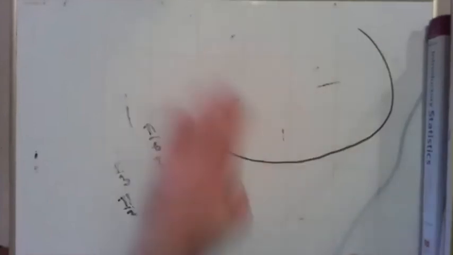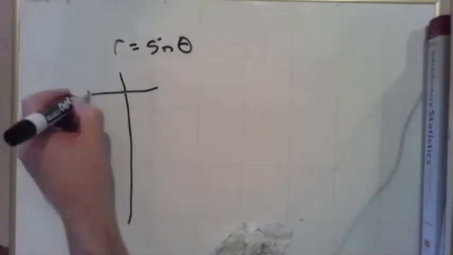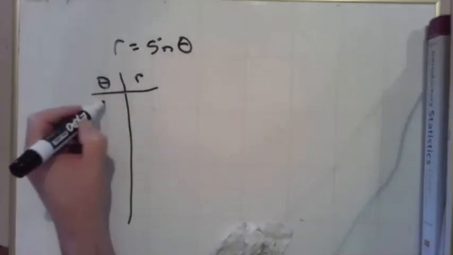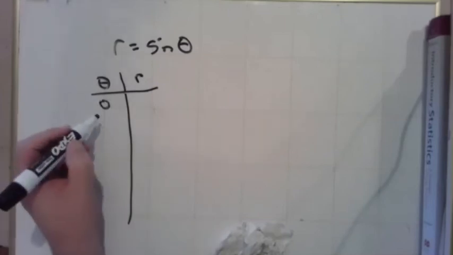All right, last one. What if I wanted to graph r equals sine of theta? All right, let's make our chart here. So I'm going to pick my theta, that determines my r, and I'm going to plot a bunch of points in radians.